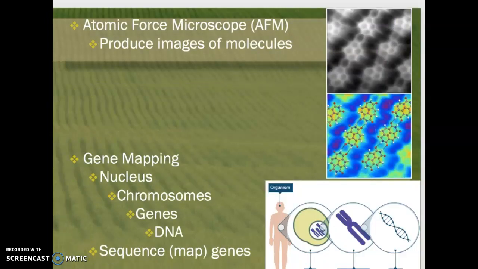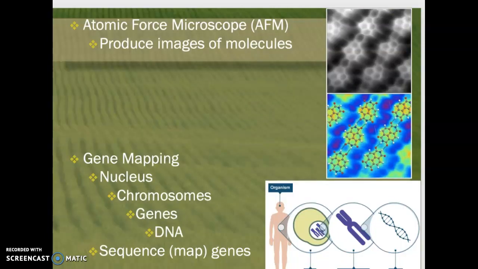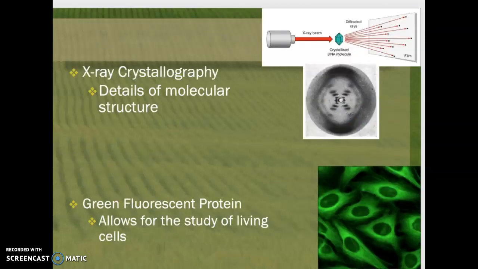Okay. Some cell research that's taking place, people get quite excited about, is atomic force microscopes. We're taking pictures of molecules, gene mapping and sequencing, right? You can get to Ancestry.com or whatever, and you can find out where your genetics come from and your ancestors. Okay, there's X-ray crystallography, green fluorescent proteins. Okay, lots of neat things going on in the world of science, especially with DNA, right? We can maybe get rid of some diseases by tinkering with DNA and cloning, but we're not sure if we want to do that. So stay tuned for more.